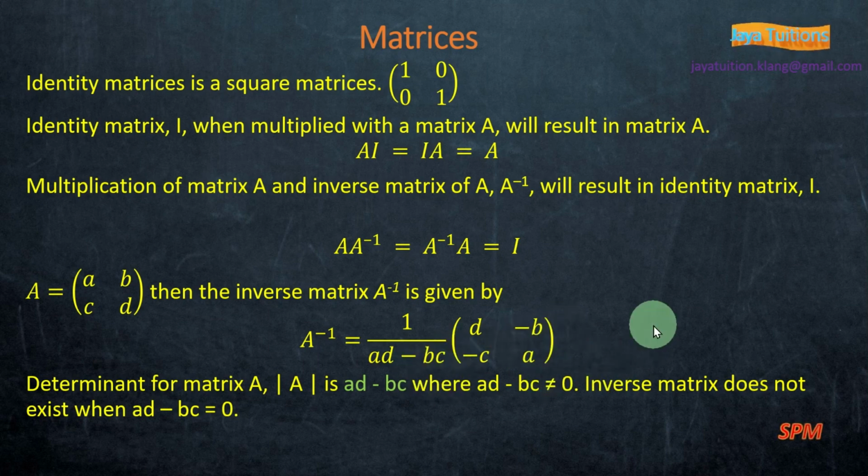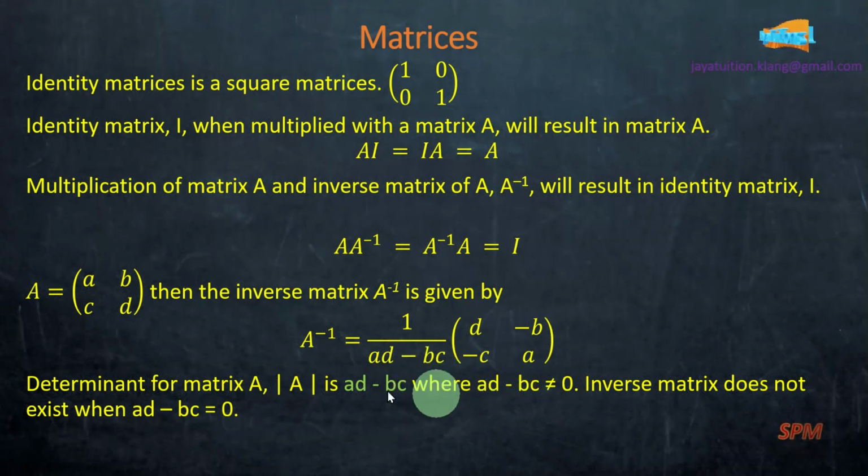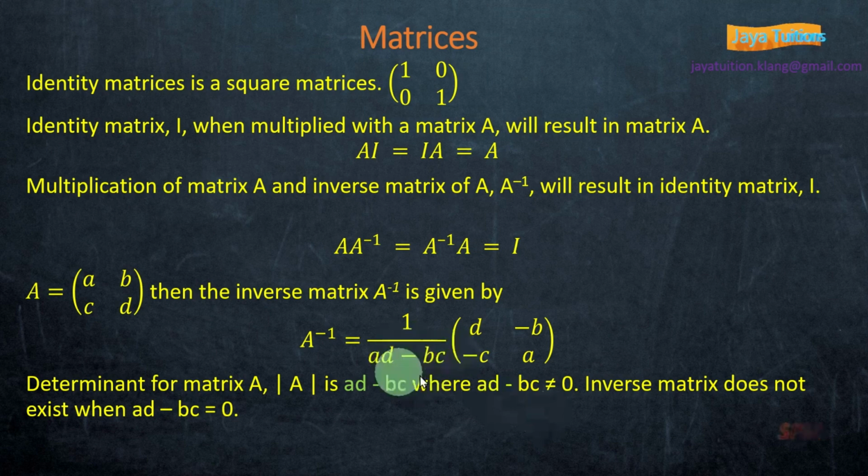Also to be understood over here is that the determinant value should not be equal to 0. Only then can the value of A inverse be determined. So the inverse matrix does not exist if the determinant value becomes equal to 0.